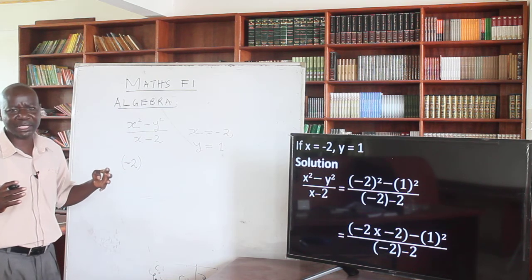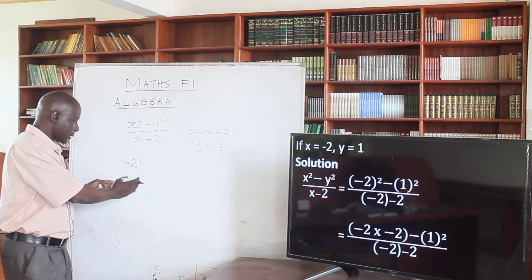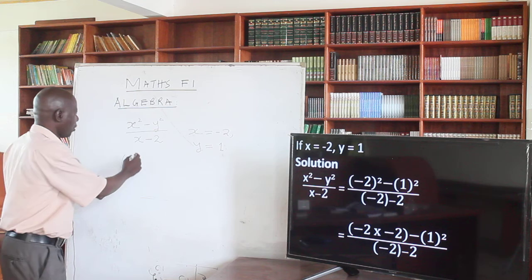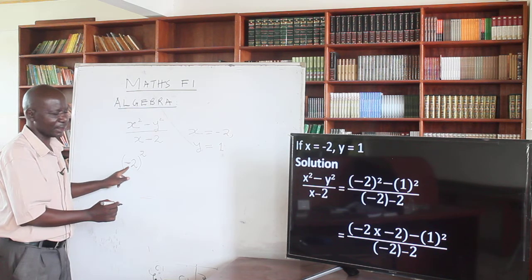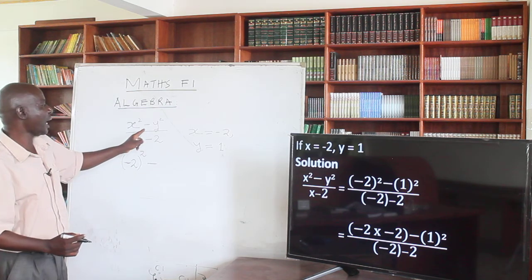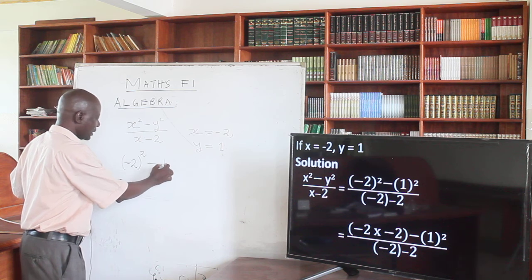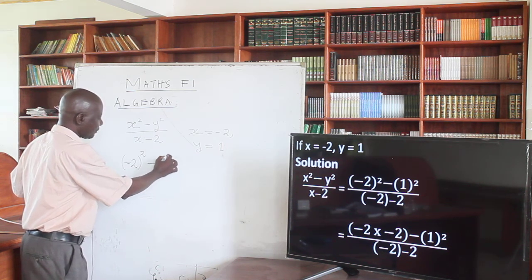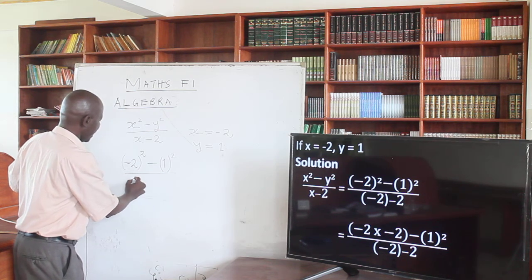But the whole of that x has been squared. So we put a bracket to show that the whole of that specific value, together with its minus, has been squared. Then minus y, the specific value for y is 1. So instead of y, we put that specific value 1, and that value has been squared. Then divide by x minus 2.